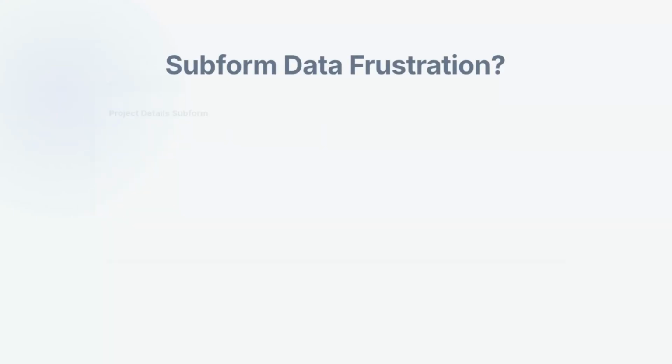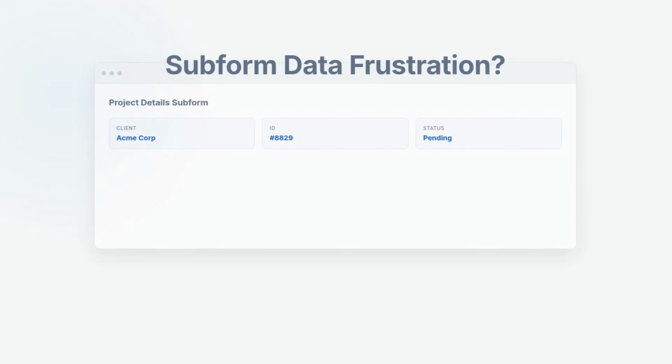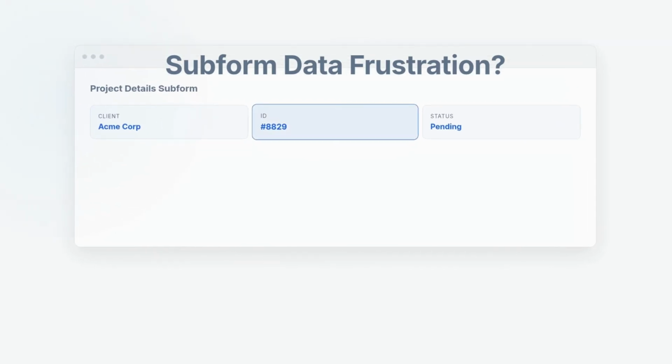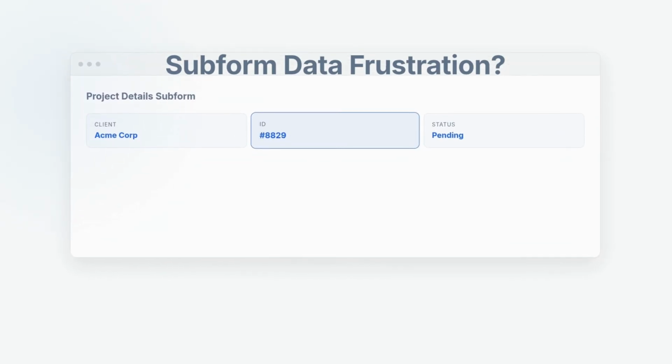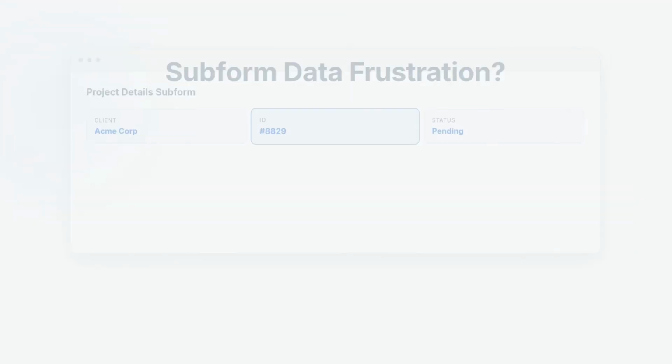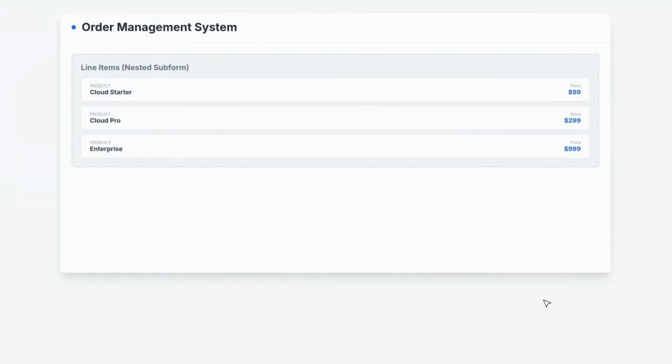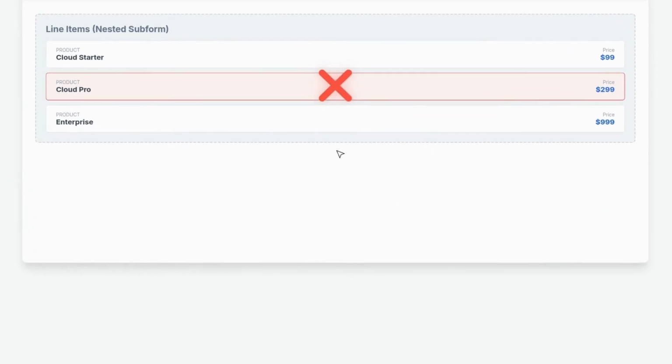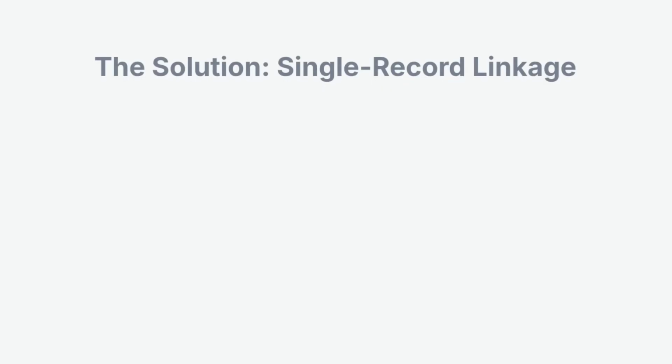Have you ever faced this frustrating situation? You have a subform full of detailed data in one form, and you need exactly one specific row of that data to automatically appear in another form. But no matter what you try, the system won't let you target that row directly. It's a common pain point when dealing with nested subforms.